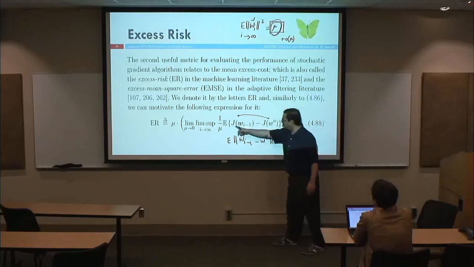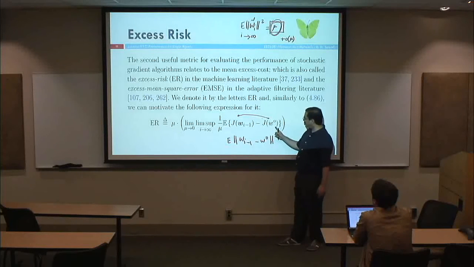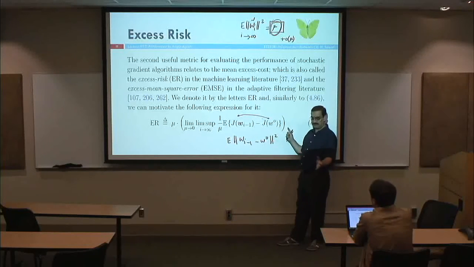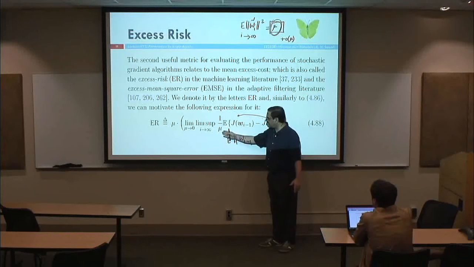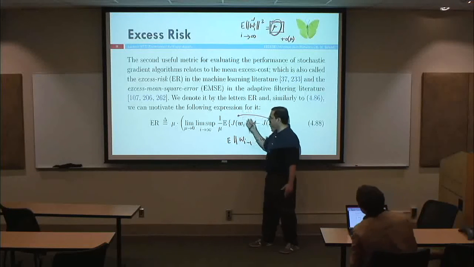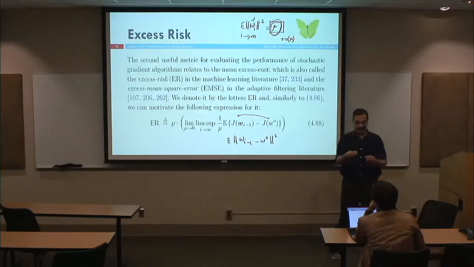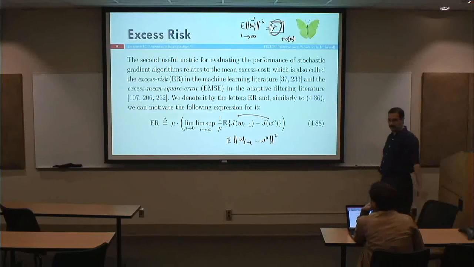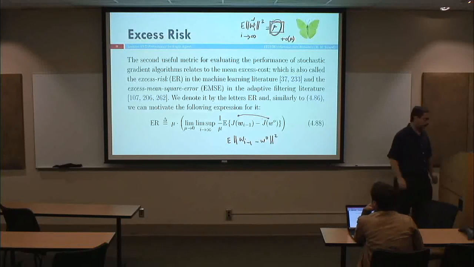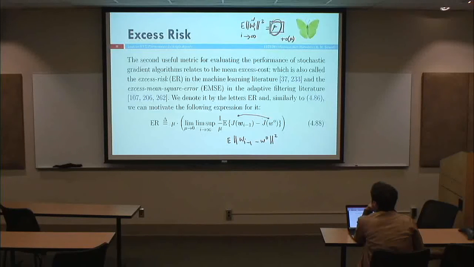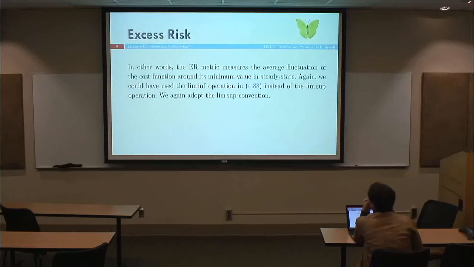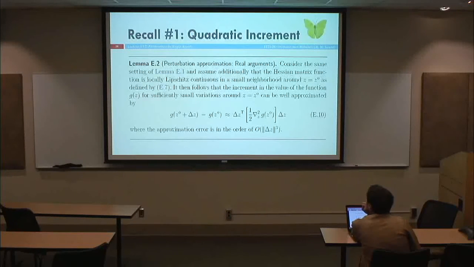Fine, so this is on average, and of course, because this is the minimum, this difference is always non-negative. Likewise, if you divide by mu, the same argument will show that if I use this definition, it will give me an expression for the excess risk to first order in mu. So I have these two definitions, and the excess risk measures the average fluctuation of the cost around its minimum value.